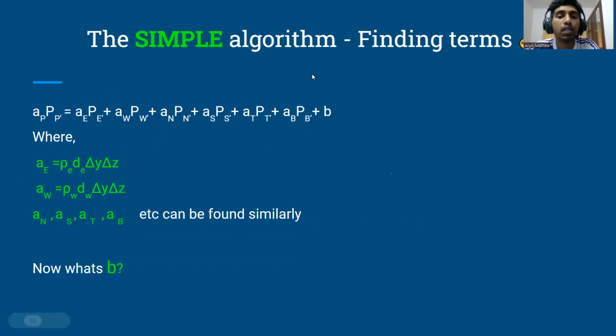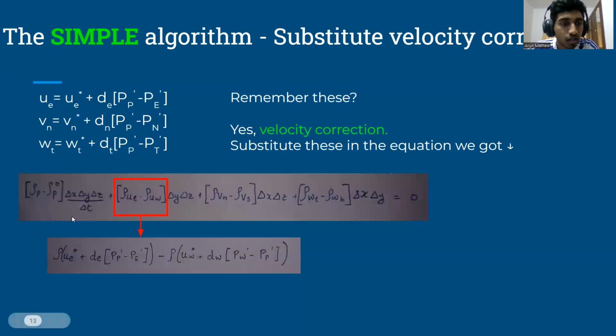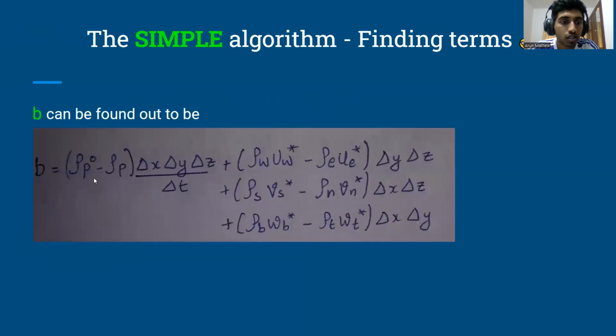Now, what is B? B is the remaining terms. From here, we can see this will be included in B. So when it is taken to the right side, it will be rho P old minus rho P into delta X, delta Y, delta Z divided by delta T, which is written here: rho P naught minus rho P, delta X, delta Y, delta Z.